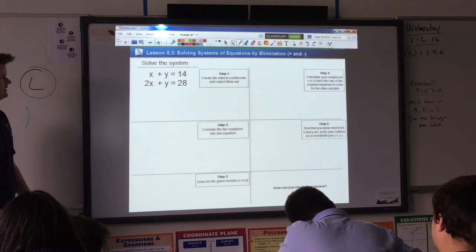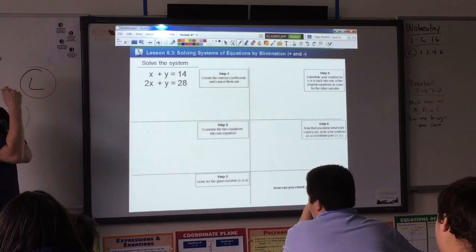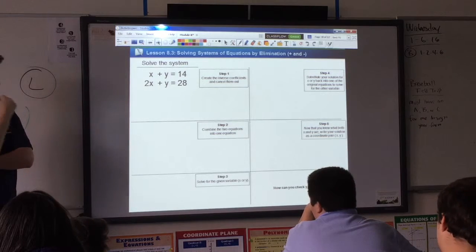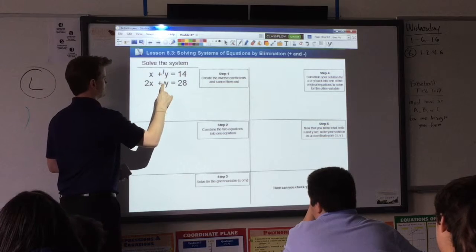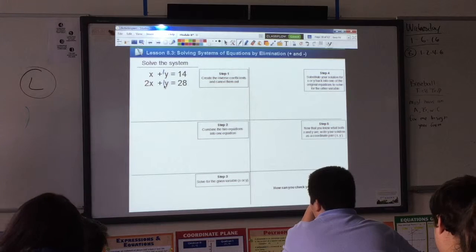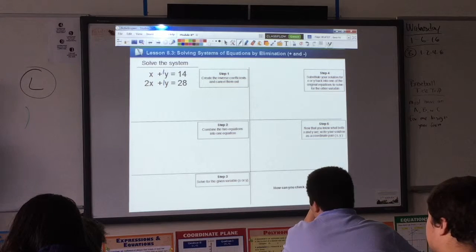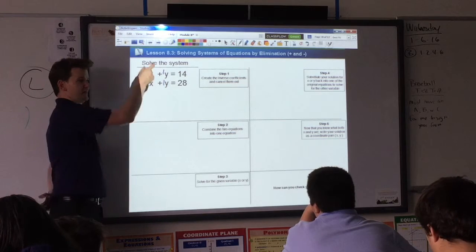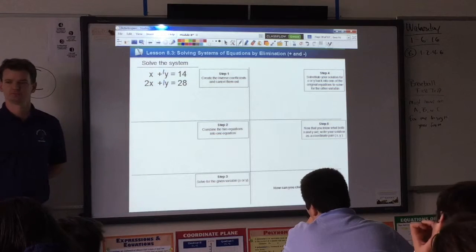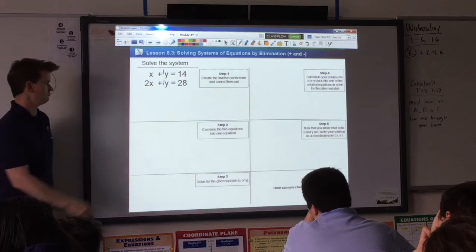Step one, create the inverse coefficients and cancel them out. So, do you see same coefficient up there somewhere? Yes. Where? For the y's. I have a positive 1y here and a positive 1y here. So what do you have to do? You have to create the inverse, because I don't have inverse coefficients. That means that you're going to have to multiply, since they're the same. One of these equations has to be multiplied by negative 1. Which one do you want to do? The bottom one.